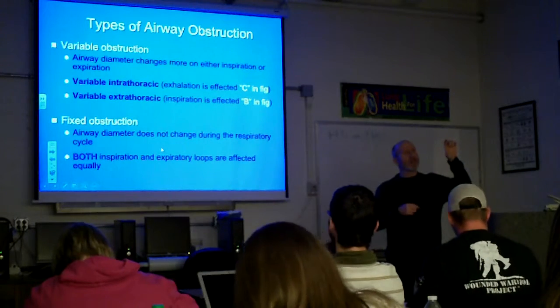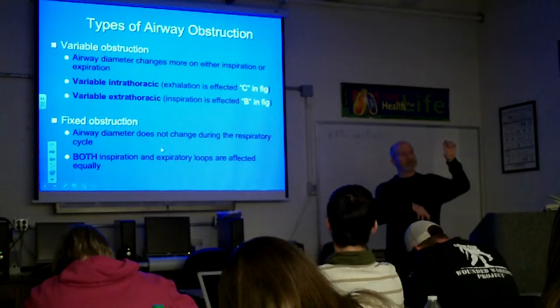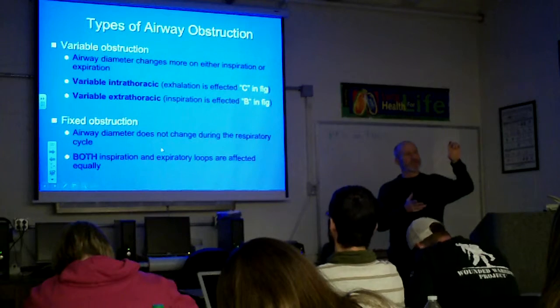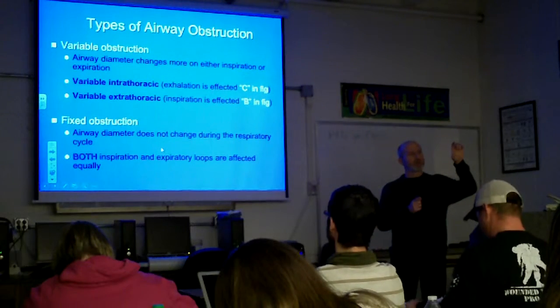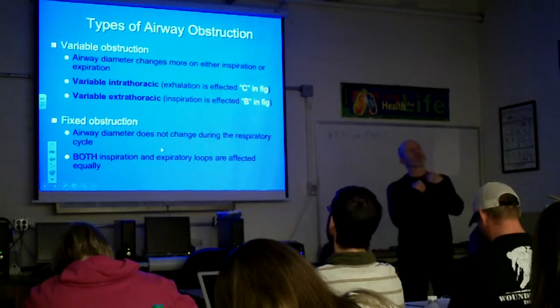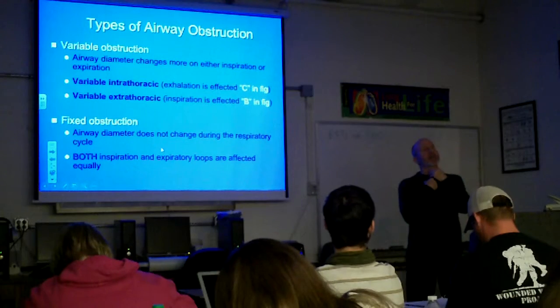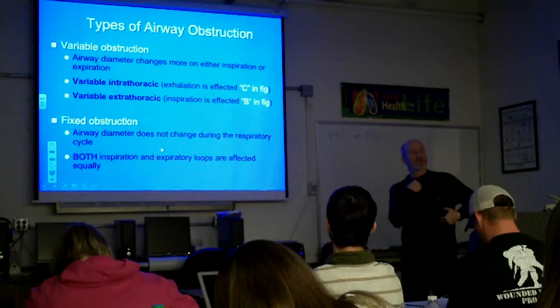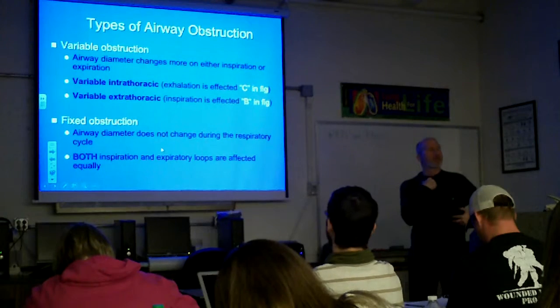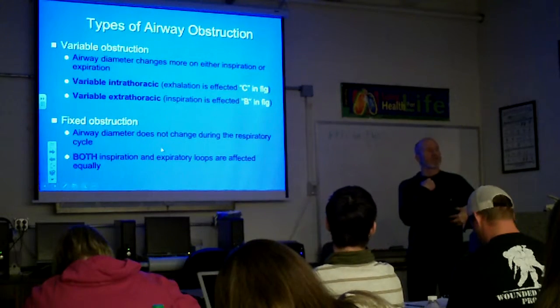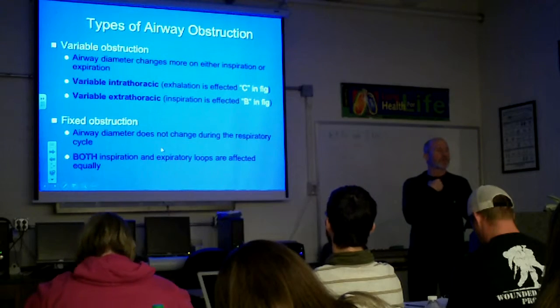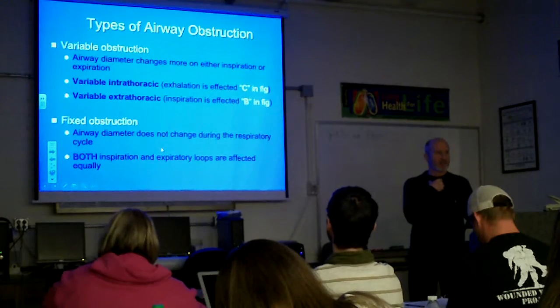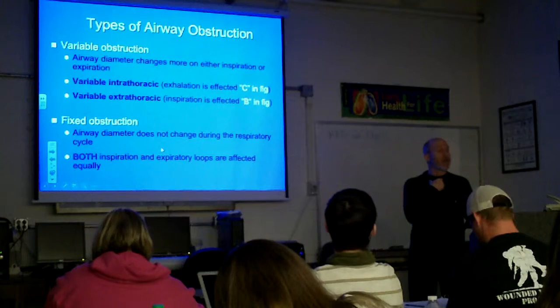So you cannot tell if it's inside the chest or outside the chest. You can't really tell. It's fixed. Both of them are being obstructed. So let's say you have a tumor up here and it's so bad, or for whatever reason the anatomy is such, that it's narrowed on inspiration and expiration equally. You couldn't tell by a flow volume loop where it would be if it's fixed. But if it's variable, you can.